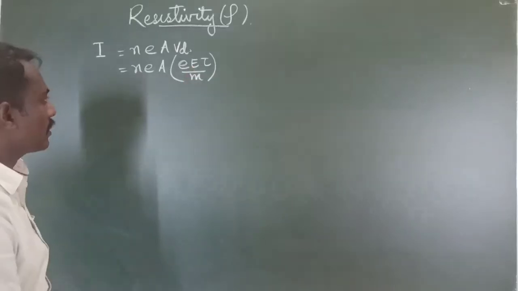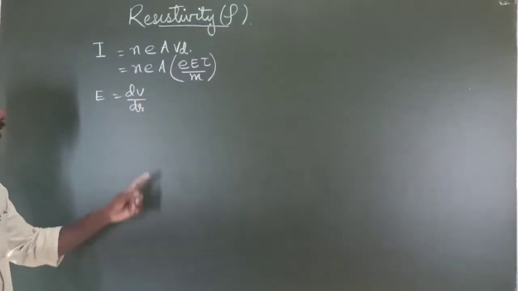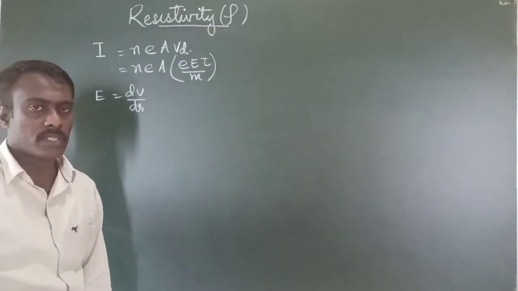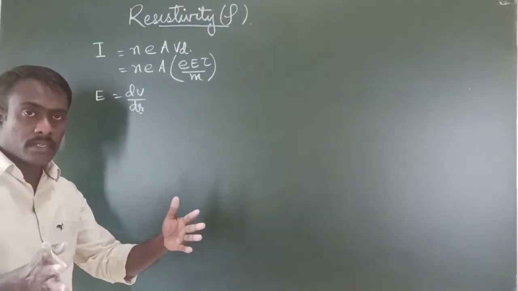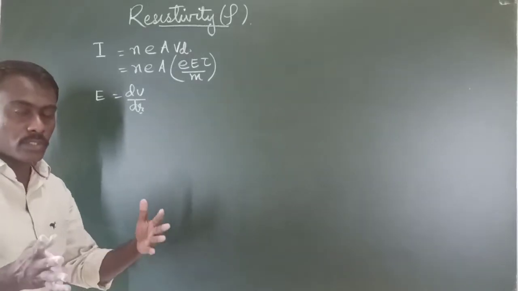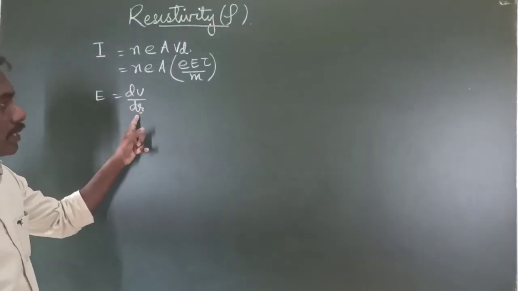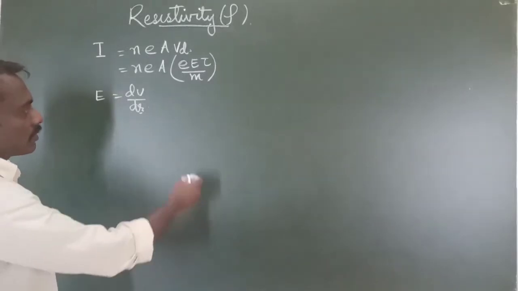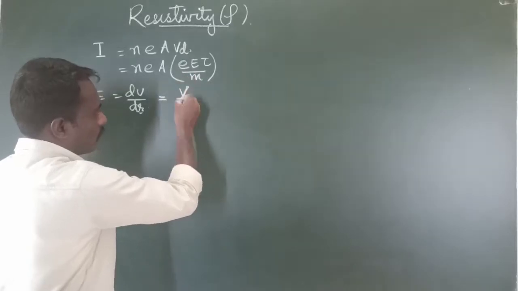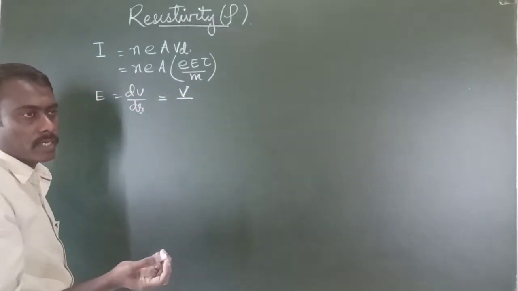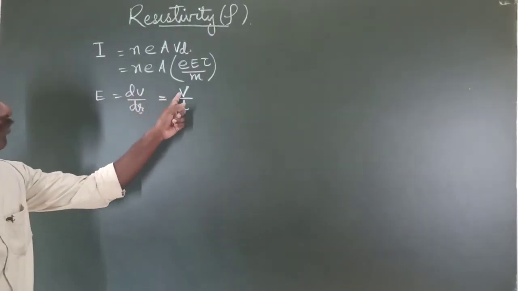The electric field E can be written as dV divided by dr. Here V is the potential difference across the conductor and r is the distance between them. What is that distance? It is the distance between the two ends of the conductor, and that we normally denote as the length of the conductor. So E is equal to dV divided by dr, and this can be rewritten as E is equal to V by L.